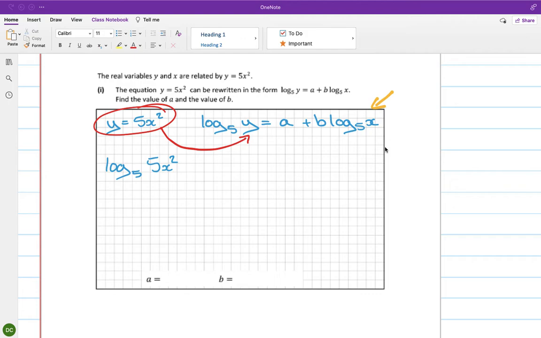Okay, and that equals a plus log to the base 5 of x. Now, this on the left, so that is log to the base 5 of 5 times x squared, isn't it? You know the rule where you can move the square. You move the square from here to here. You can only do that if it's like log to the base 5 of 5x squared.